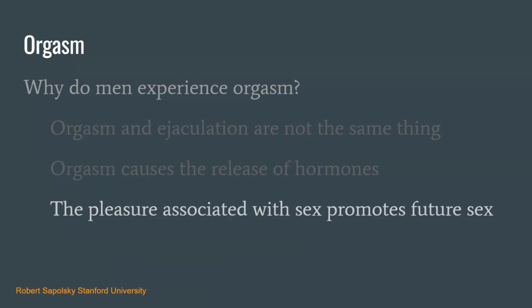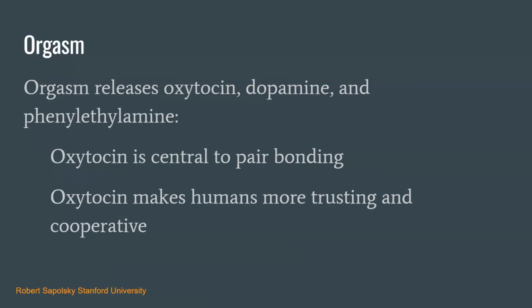And finally, the pleasure associated with sex promotes future sex because it really feels good and you want to get that feeling as often as you can possibly get it, right? Now, oxytocin, which is released, is the main hormone related to pair bonding. Females produce oxytocin when they look at a baby.